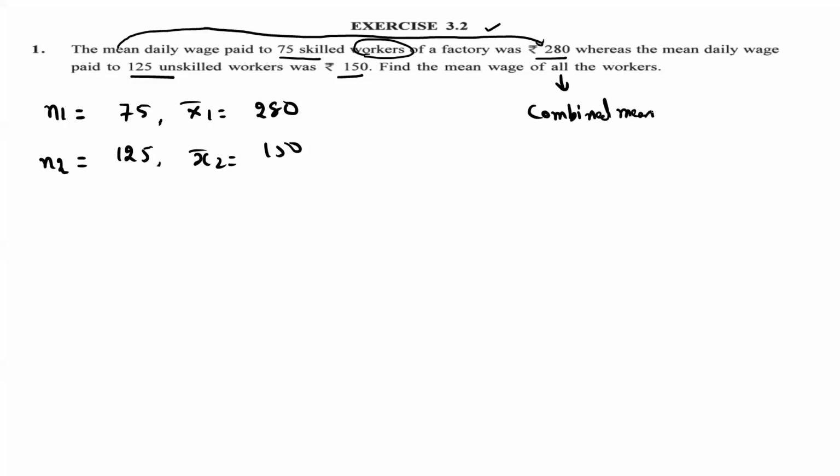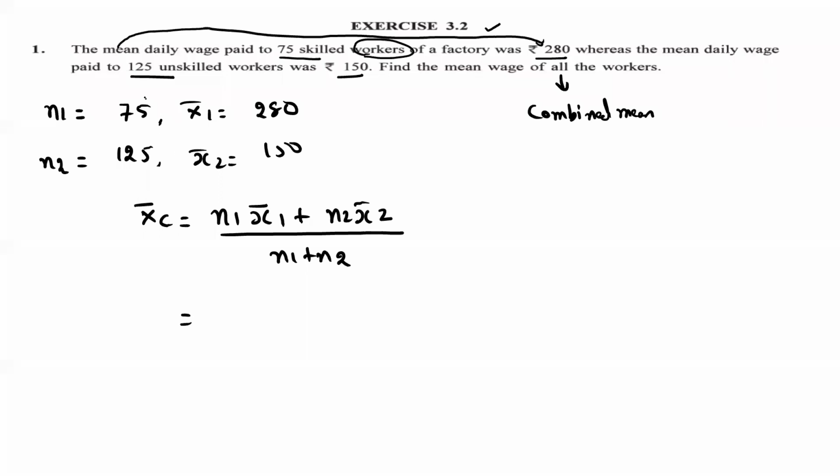All means what? X bar C. All means combined, right? And what is the formula for combined mean? X bar C is equal to N1 X bar 1 plus N2 X bar 2, divided by N1 plus N2. Here only X bar 2 will come, because there are only two groups, a third is not there. So let's find the values.